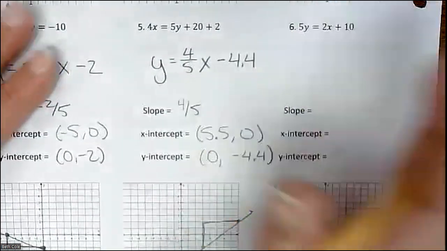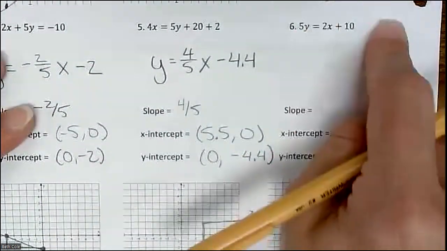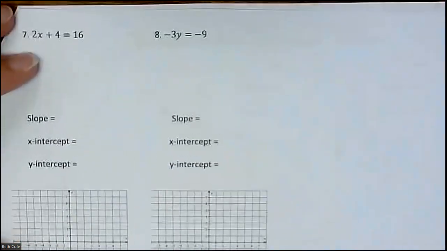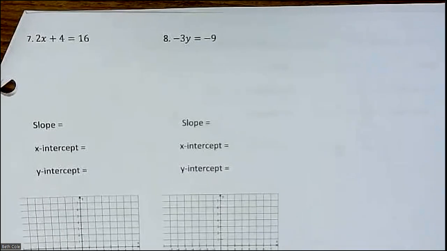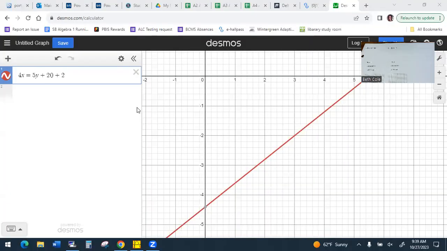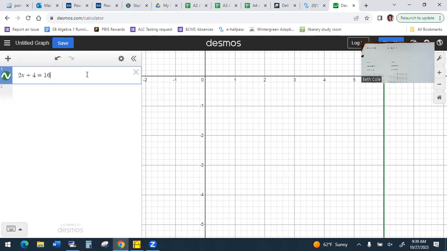All right, that's going okay. So I'll skip number 6, but you would type that in the calculator, get your intercepts in your graph, and then draw in the rest of it. And I'll fill that in when I post it on Schoology. All right, so go ahead and flip over. We're on number 7. Are y'all with me here? All right, so I'm going to type that in. 2x plus 4 equals 16.